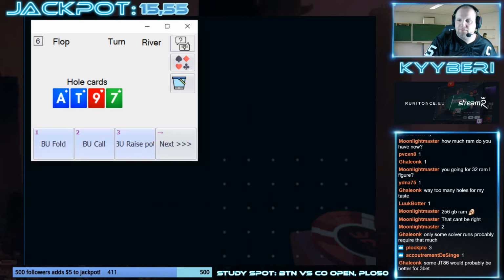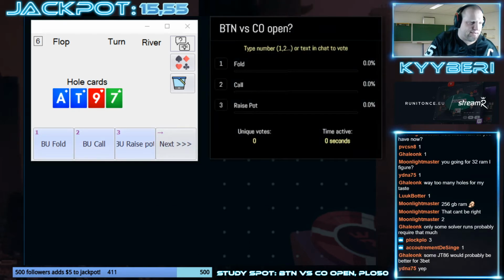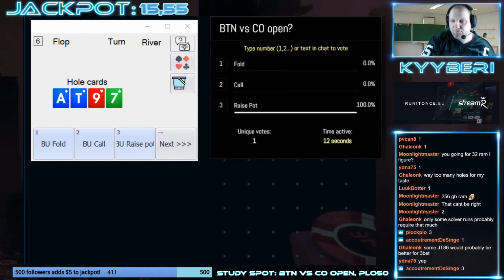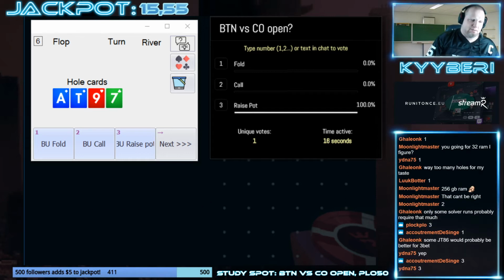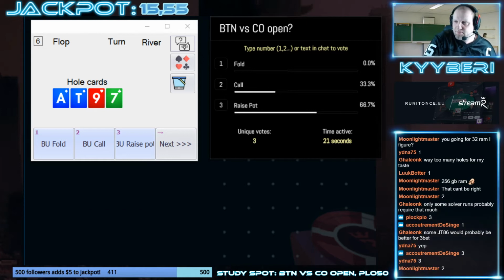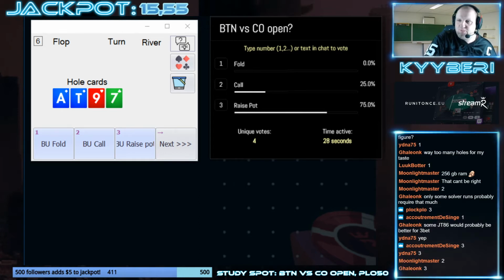All right. Ace 10 9 7. Is this ever a 3-bet single suited? I have no idea. I would just call. Definitely not fold. It's a call, but when does this hand become a 3-bet? And some of you are going to 3-bet. I have no idea.